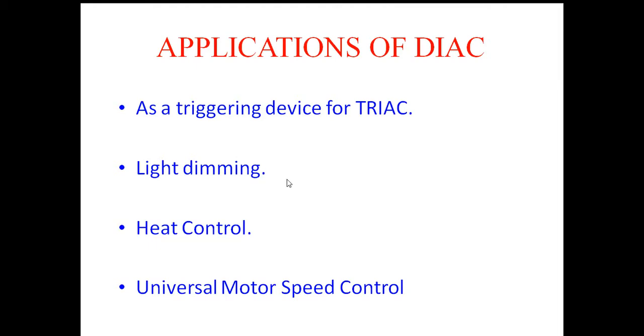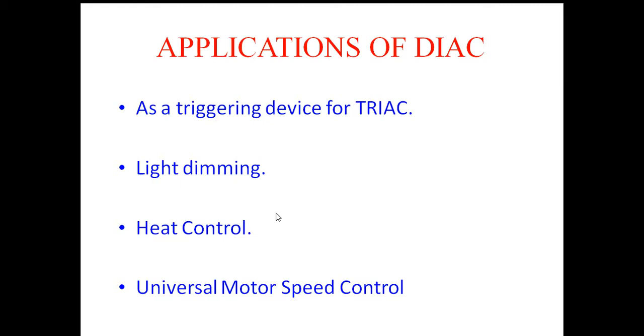Coming to the applications of the diac, it will mainly be used in triggering of the triac. In the triac circuit and triggering circuit, we are using the diac as a triggering device, and it is also used in light dimming circuits. So the light dimmer is one of the applications of the diac. The SCR is also used in light dimmer circuits. That application we will cover in the last chapter, power electronic device applications.